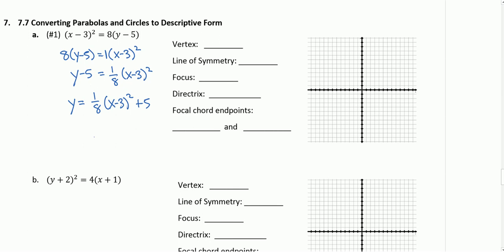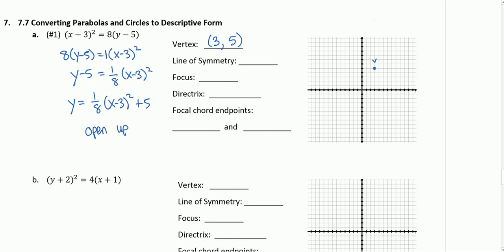Starting with our vertex, that minus 3 contributes to the x value, because it's with the x in there, and the 5 is our y value. So I'm going to plot that, and label it with a V for vertex. This parabola is going to open up, and I know that because it starts with a y equals, so it's opening along the y-axis, and because the 1/8 is positive, it opens in the positive y direction.